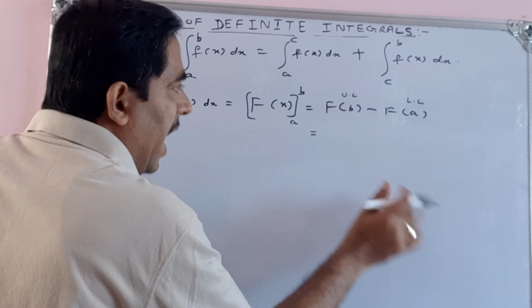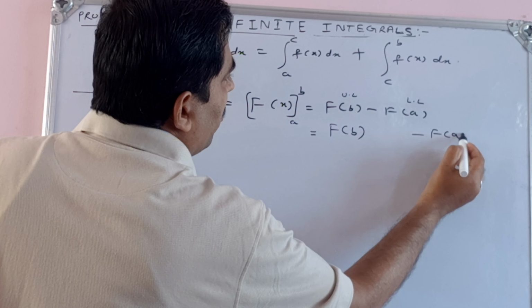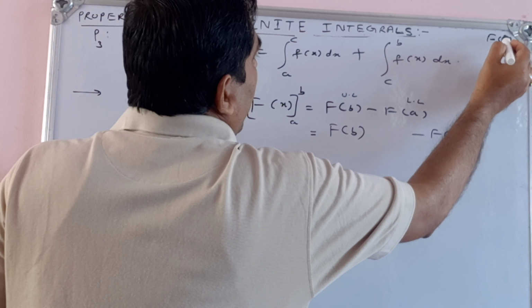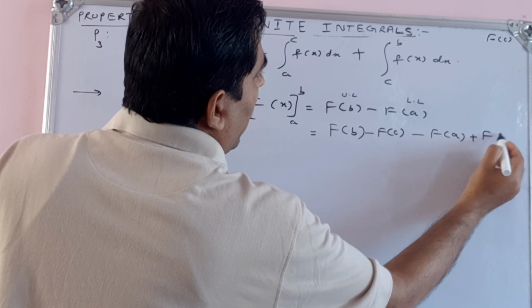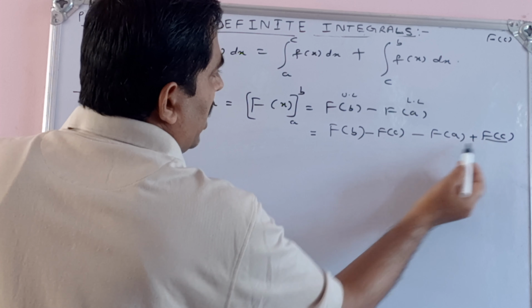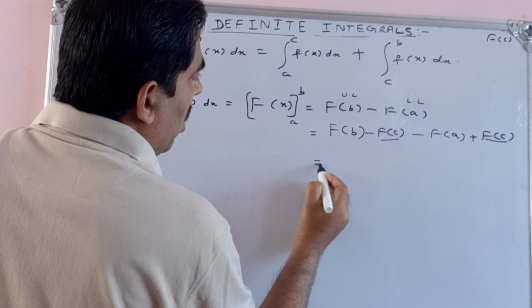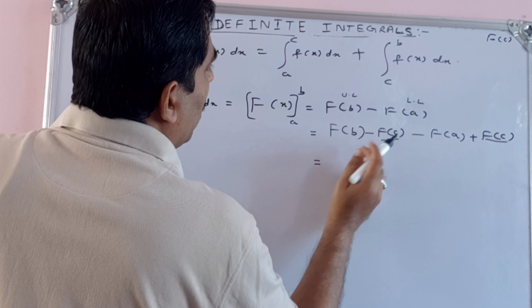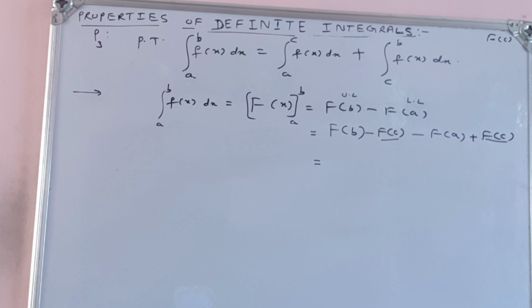Then to this I will add and subtract, since I want c, this F(c). I have F(b) minus F(a), and I will subtract F(c) and add F(c). I have subtracted F(c) and added F(c); that's what I have done here. Now I will consider the difference: F(b) minus F(c) minus F(a) plus F(c). So add and subtract F(c).